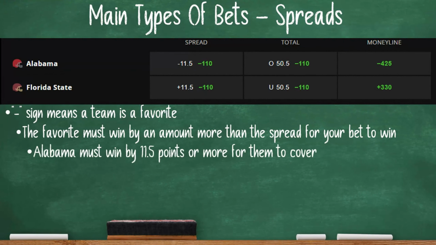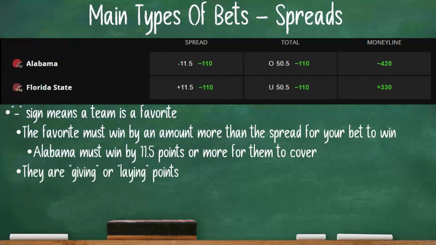So in this example, we're looking at college football, Alabama versus Florida State. So a spread of minus 11.5 for Alabama means Alabama must win by 11.5 points or more for them to cover. Now, we're going to talk about why there's a 0.5. Obviously, there's no half points in football. We'll talk about why that is in a second, though.